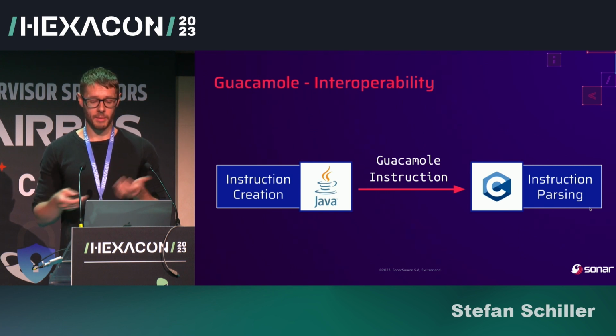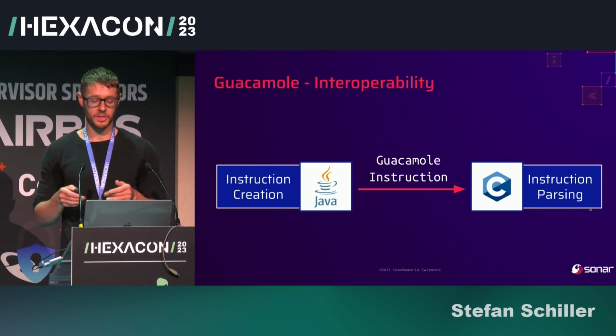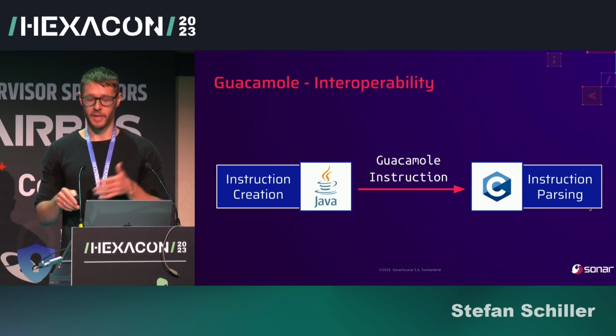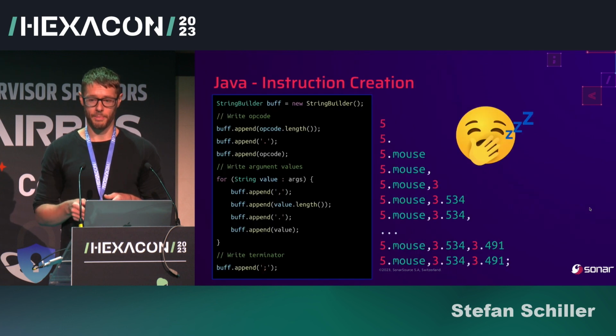Guacamole is a great example of this challenge because it employs 2 different programming languages in a single project. We already figured out that the Java component is responsible for creating and forwarding the Guacamole instructions originating from the user's side. The C component consumes these instructions and evaluates them. So we are particularly interested in how Java creates instructions and how C parses them.